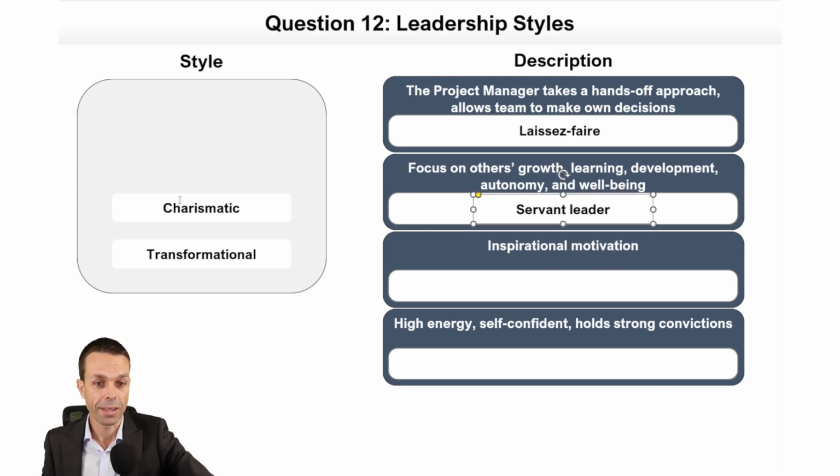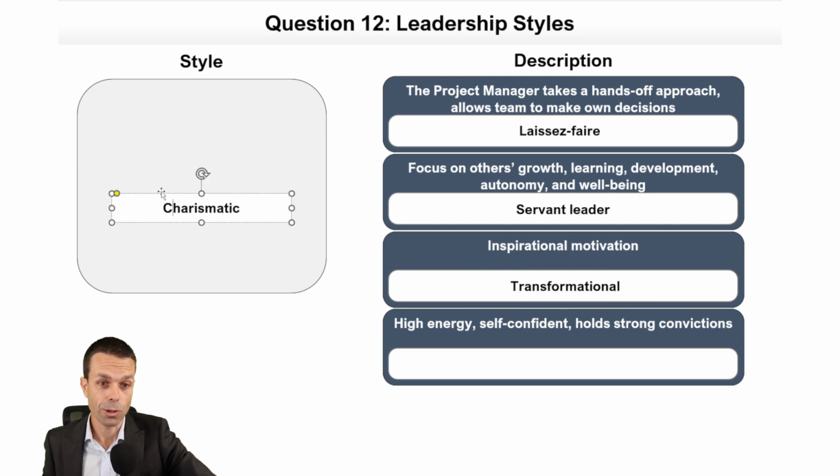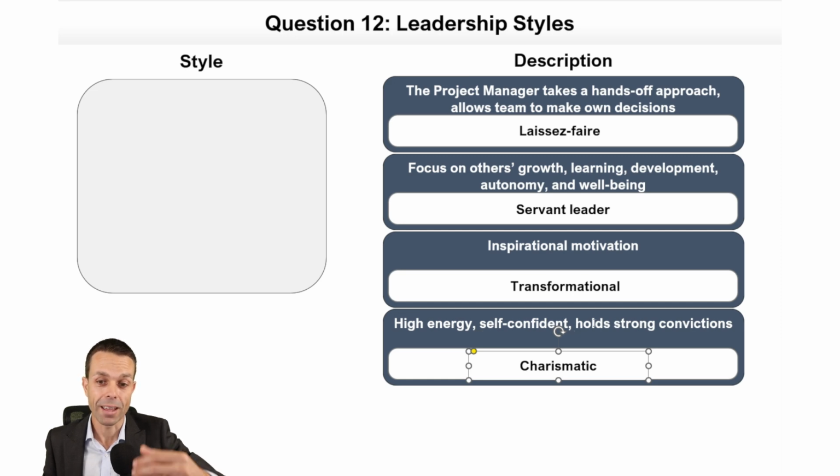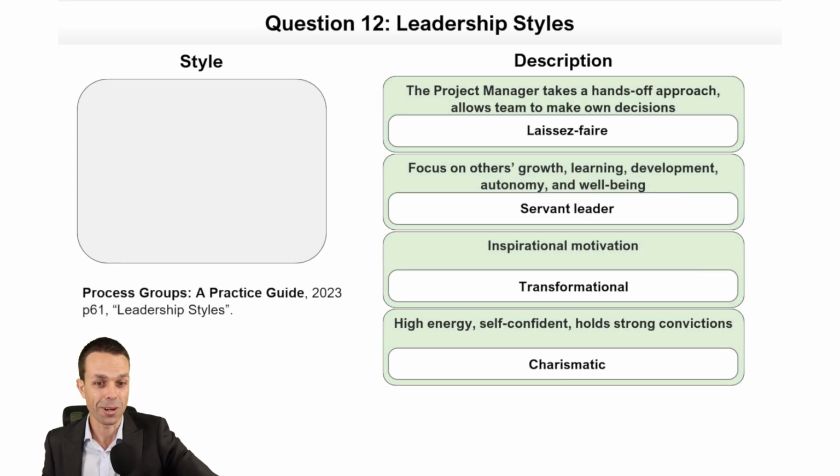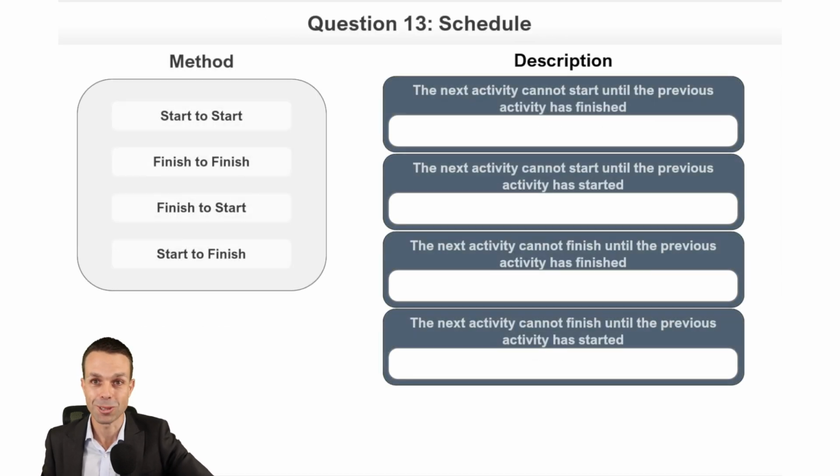Inspirational motivation. Now, these can be tricky, but inspirational is transformational leadership. And the reason why I select that is because at the very end here, charismatic, that matches up with high energy, self-confident, and they hold strong convictions. That is the definition of charismatic leader. Let's quickly check. And thank goodness we got those correct. Practice guide, the process groups practice guide, page 61 under leadership styles, if you want to check that out.